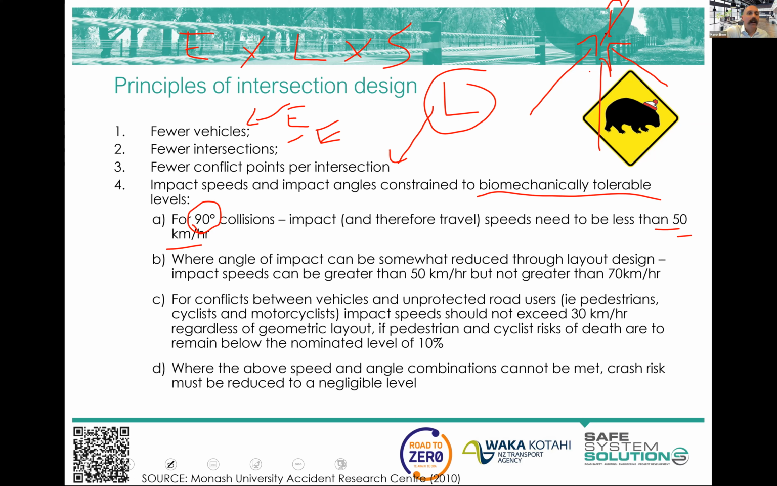Then we talk about vulnerable road users, being pedestrians and cyclists, motorcyclists as well. We call them a vulnerable road user. And we're looking to try to get speeds down to around that 30 kilometre per hour or below. I think that's hard, and it often very much is, but that's our biomechanical threshold we're aiming at.